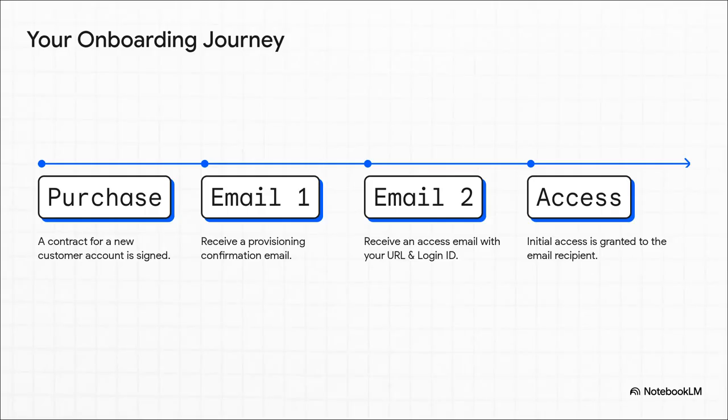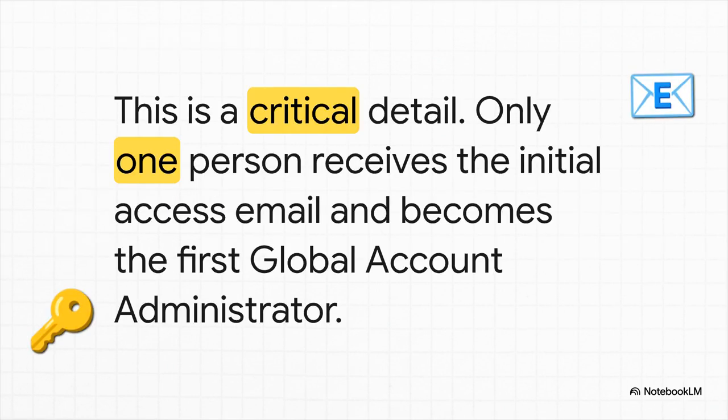For a brand new customer account, the process is simple. After your purchase goes through, you'll get a provisioning confirmation email. That's nice. But the one to really watch for is that second email. That's the important one with your unique URL and login to get in for the first time. But hold on, because here is a tiny detail that can save you an incredible amount of time and frustration. Who actually receives that second crucial access email? Because it's not just sent to everyone in the company.